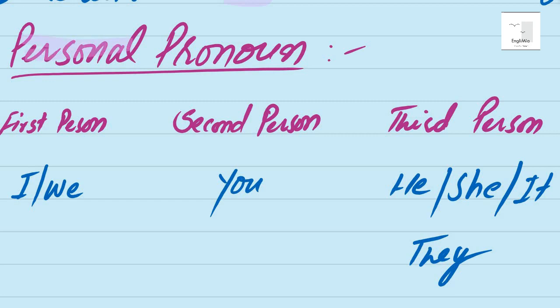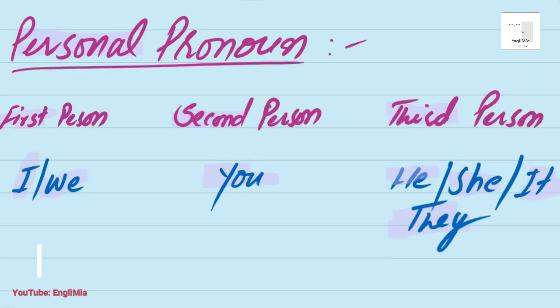The first one is personal pronoun. As the title shows, there are three types of persons: first person, second person, and third person. In first person, we have I and we. Second person is always you in English, and in third person we see he, she, it, and they.